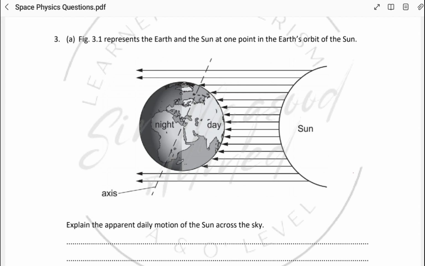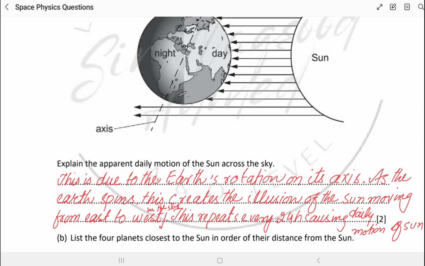So we will write the answer as this daily motion of the sun. This is due to the earth's rotation on its axis. As the earth spins, this creates the illusion of the sun moving from east to west in the sky, and this repeats every 24 hours, causing the daily motion of the sun.